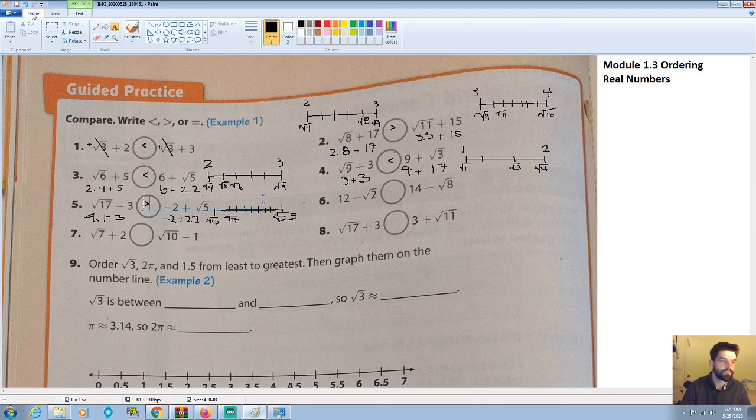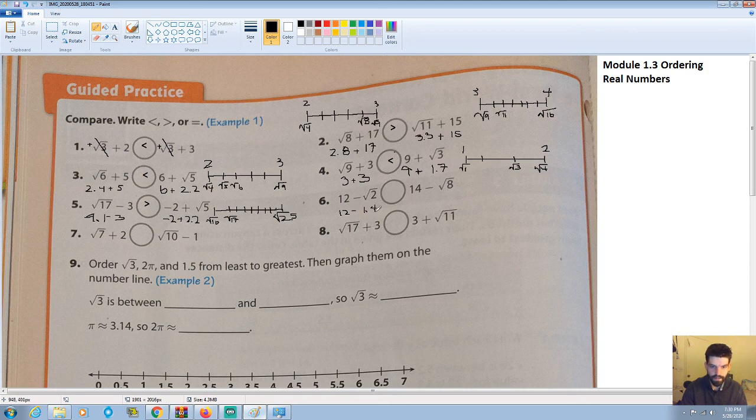Okay, let's look at the next one here. So we have 12 minus the square root of 2, and then we have 14 minus the square root of 8. So 12 minus the square root of 2 is about 1.4.